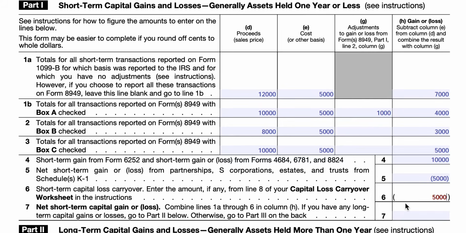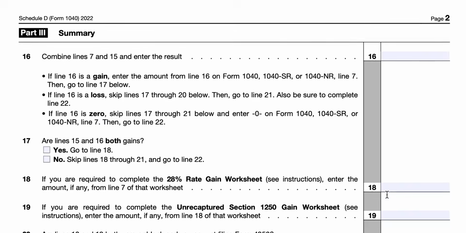carryover. So now we're going to net all of these short-term capital gains or losses. So we've got minus $10,000 here, we've got plus $10,000 here, and then we've got, it looks like 10, 15, 8, 12, $19,000. So we have a $19,000 capital gain. We're going to sit tight on this. If we did not have long-term capital gains, we would simply go straight to part 3.